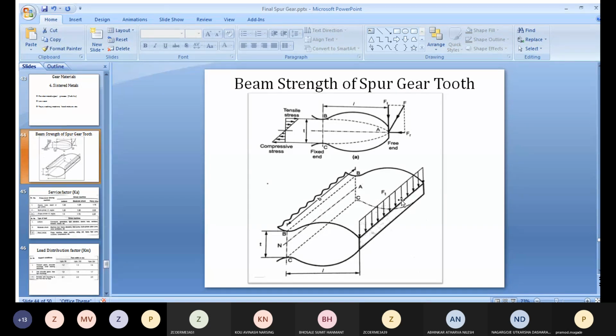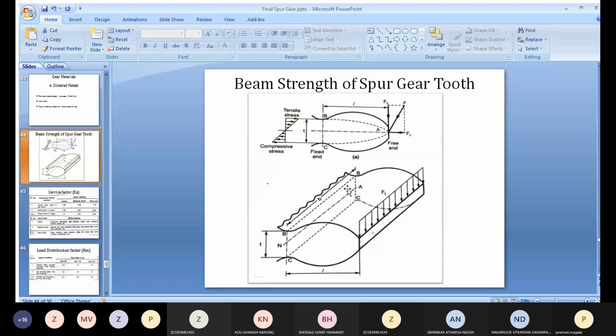That will be the FT which acts. In case of beam strength or bending failure, the gear tooth is always making a cantilever type of beam. Cantilever means one end is fixed and the other is free, on which load is applied, and because of that load, bending will occur. Therefore we have named it beam strength. As an engineer, our role is to avoid or minimize this bending through which failure will occur. Beam strength is defined as the maximum tangential force, FT, which can act on a gear tooth without any failure. Minimize or reduce the bending, and according to that we consider the tangential force. That is the major part.